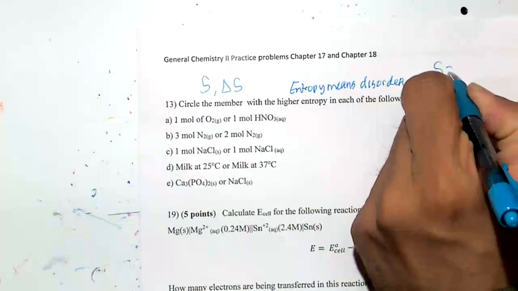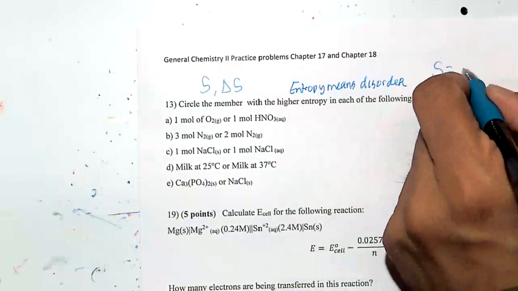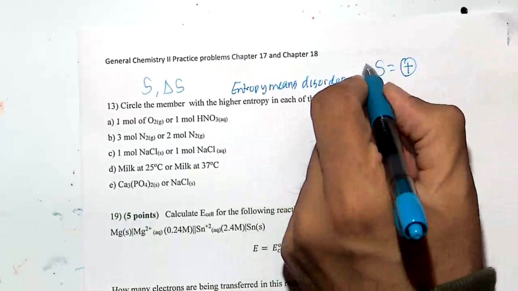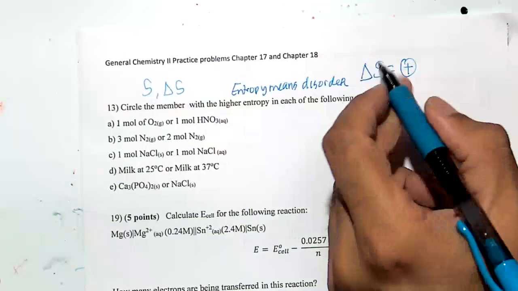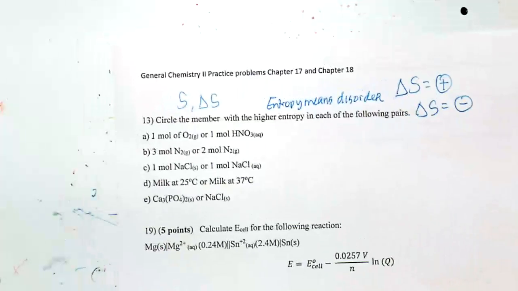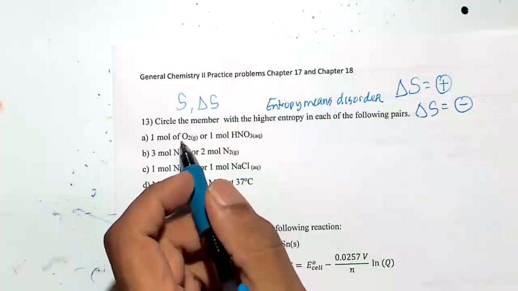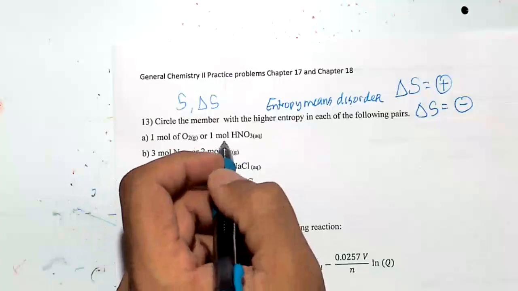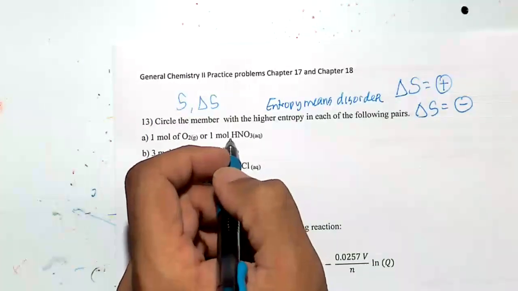So here we're looking for if there's a change, and if the change delta S leads to more disorder, then it's positive. If it leads to more order, then it's negative. All right, so we have two items here. We'll determine which one has more entropy. Is it going to be 1 mole of oxygen gas or 1 mole of HNO3 nitric acid?